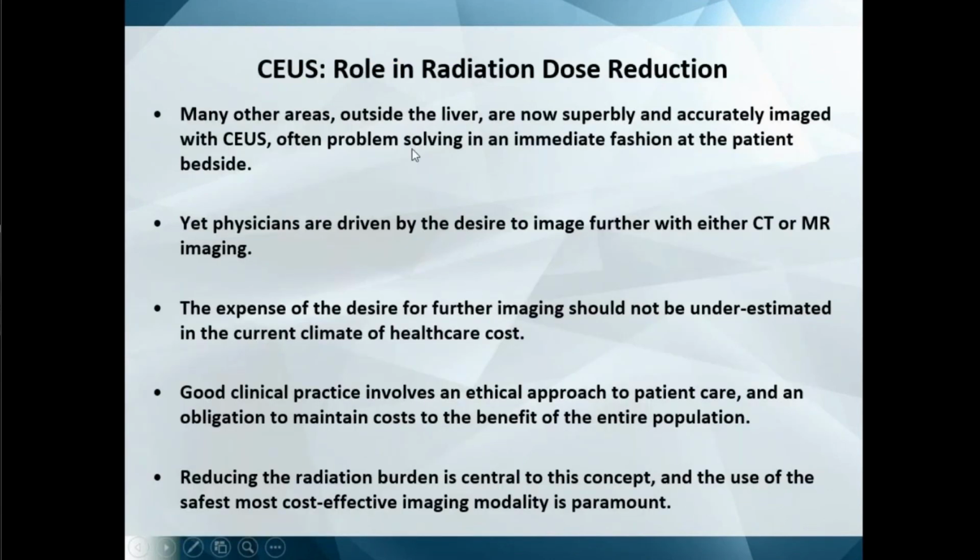But there's still some physician desire to image with anything else other than ultrasound because they feel more comfortable with this. But you should be able to say to the physicians, the expense of this procedure and the healthcare costs should not be underestimated. And it's also good clinical practice to involve an ethical approach to patient care, knowing that you have something that will not cause any harm to the patient, with radiation burden being central to this concept.